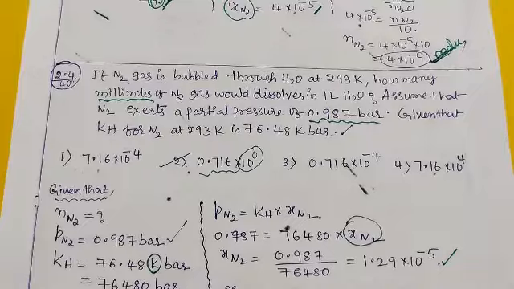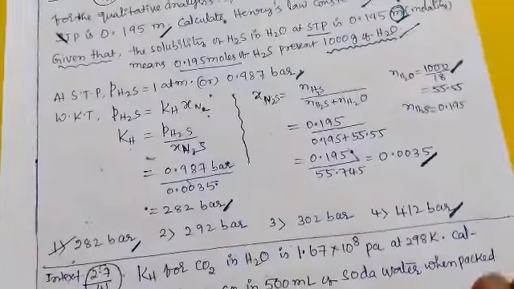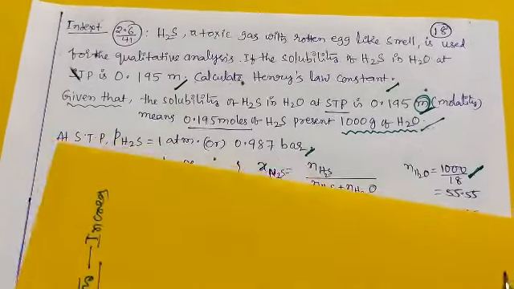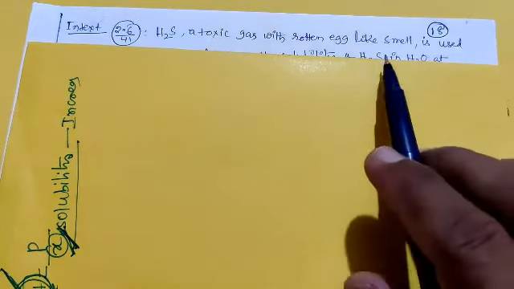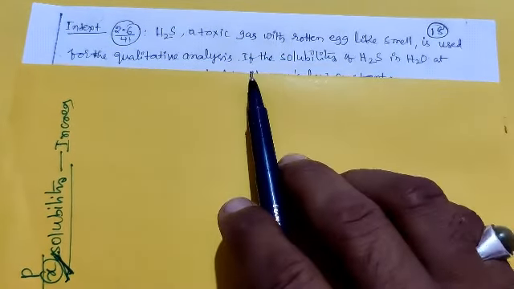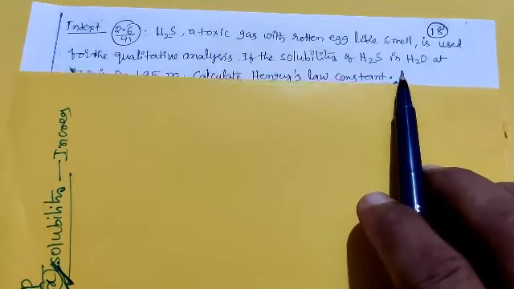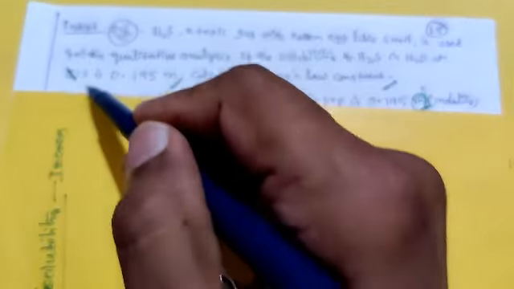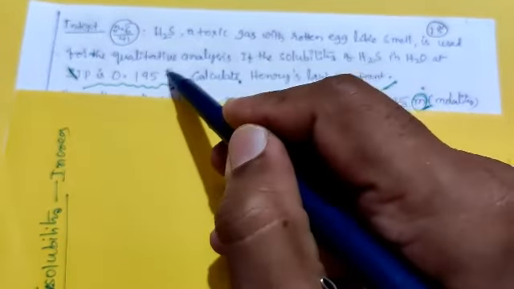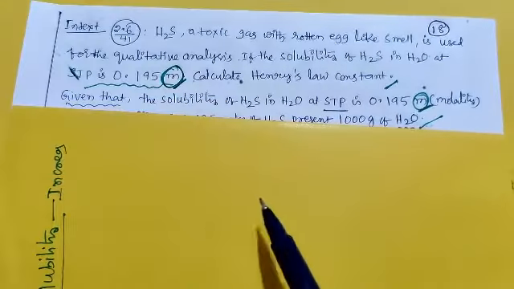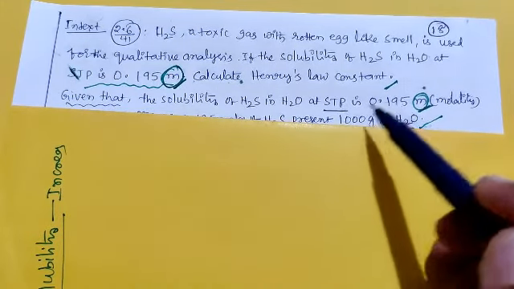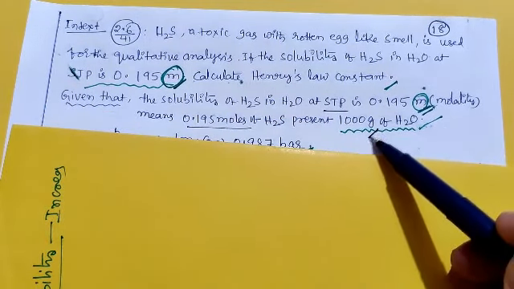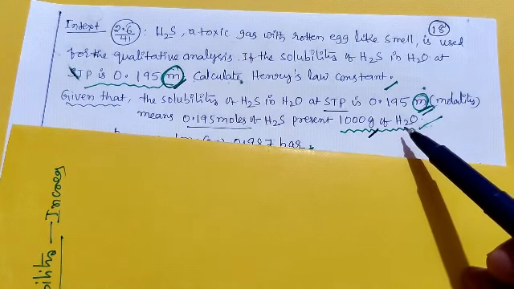Okay students, next one. This is an in-text problem from the textbook. H2S gas is toxic with a rotten egg-like smell, and is used for qualitative analysis. If the solubility of H2S gas in water at STP is given, calculate the Henry's law constant. Students, underline this point, it is very important. 0.195 m indicates molality, so the solubility of H2S in water at STP means 0.195 moles of H2S is present in 1000 grams of water. So by using this we can identify the number of moles of water easily.